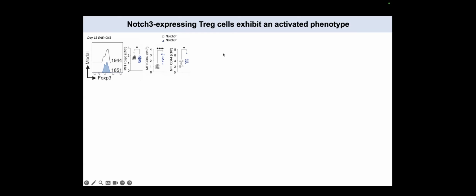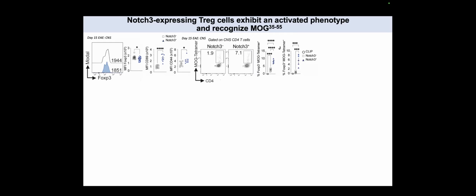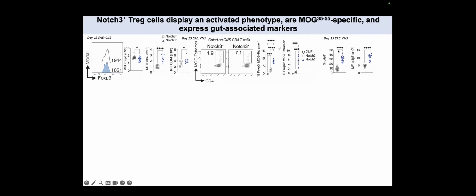To go further, we decided to analyze the antigen specificity of these cells, and we analyzed the MOG specificity with a MOG tetramer staining. What we find is that the Notch3 positive Tregs and FOXP3 negative Notch3 positive cells recognize the MOG peptide compared to the Notch3 negative cells. To go fast on a long story, we analyzed several markers, and we find that the Notch3 positive Tregs express alpha-4 beta-7, a gut-associated and gut homing marker.